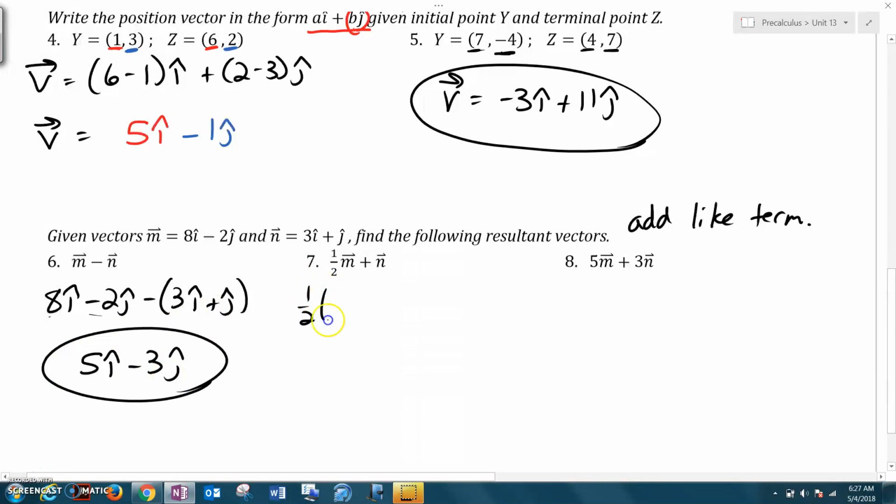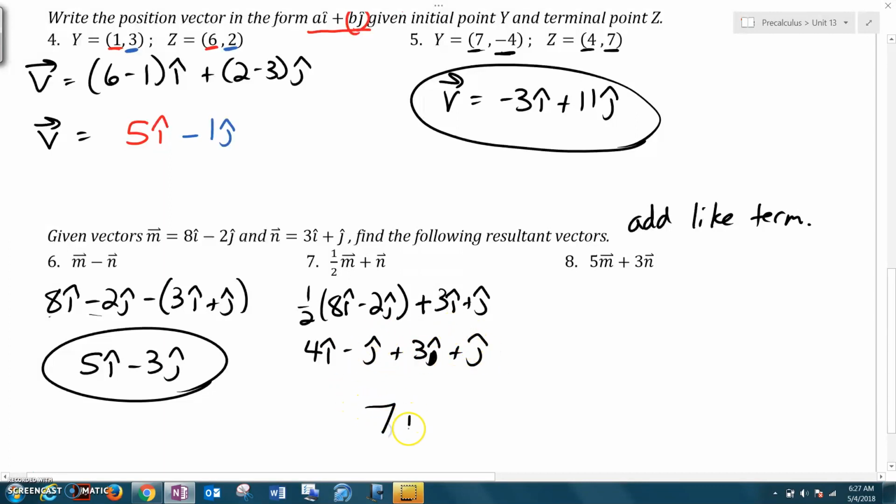Here we have 1/2 times m, and then minus n, plus n. So we don't really even need parentheses for n. We use 3i plus j. Because with plus you don't need parentheses. You're not distributing anything. So all you do is distribute the 1/2. So you get 4i minus j plus 3i. Oop, that's an i. Plus j. So hopefully here you guys notice that the j's cancel out. So this vector is only a movement in the right, or the x direction, 7 to the right.